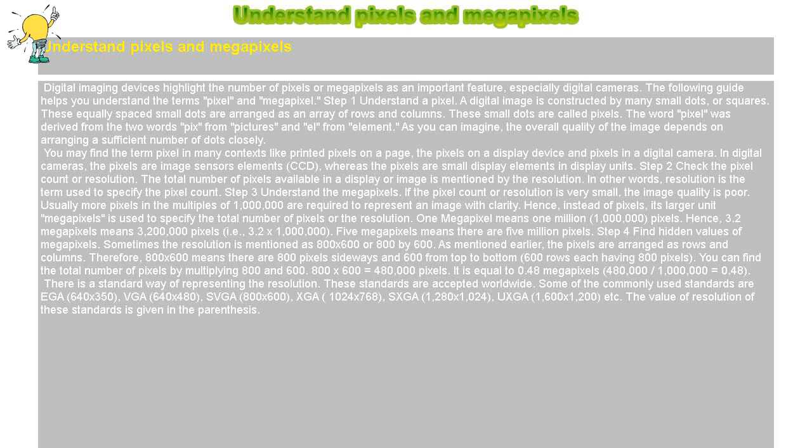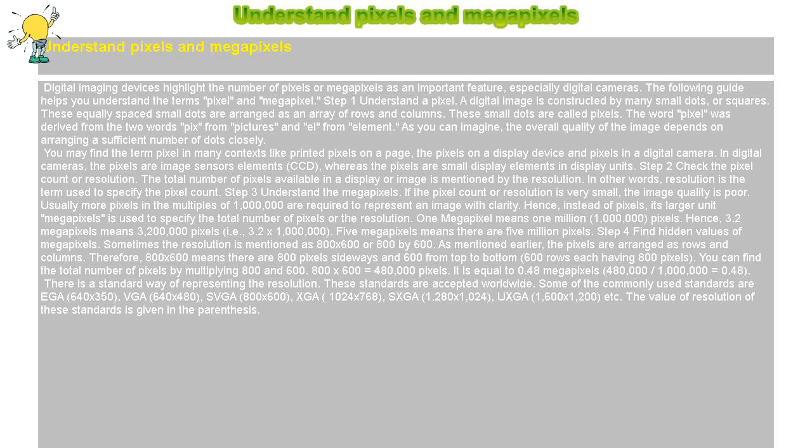Step 1. Understand a pixel. A digital image is constructed by many small dots, or squares. These equally spaced small dots are arranged as an array of rows and columns. These small dots are called pixels. The word pixel was derived from the two words pix from pictures and el from element.